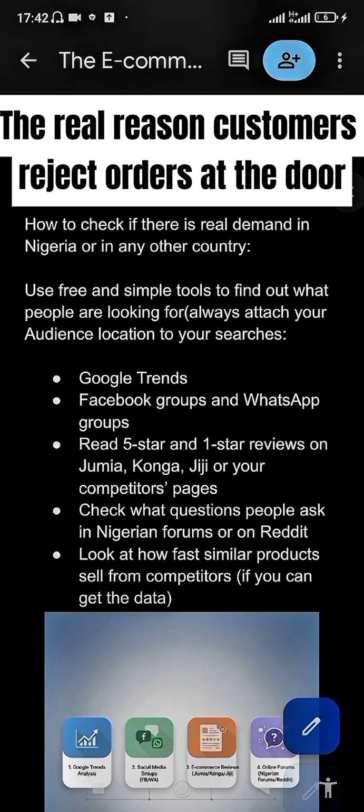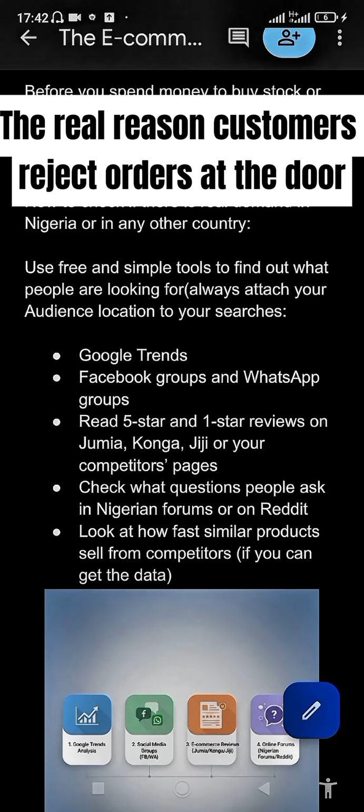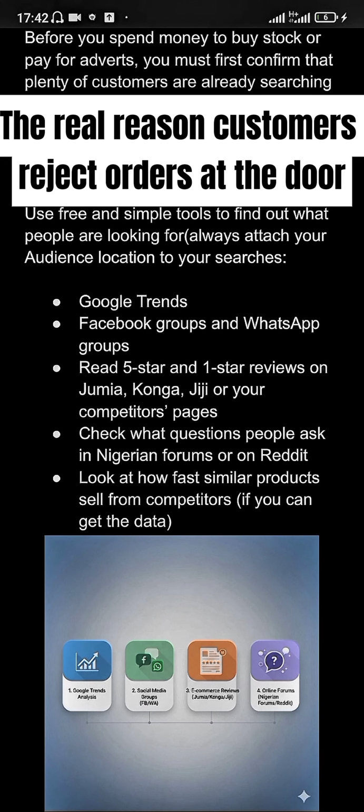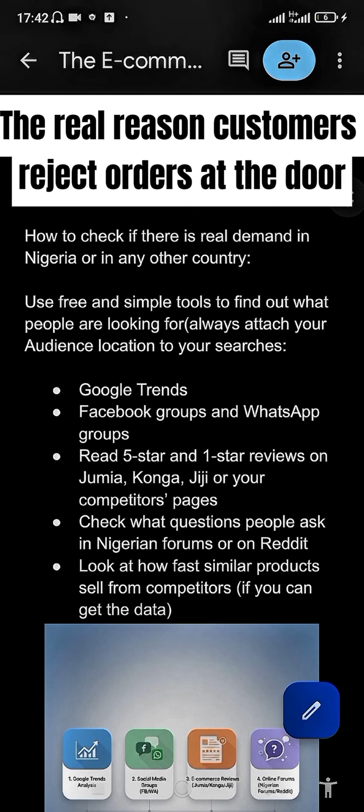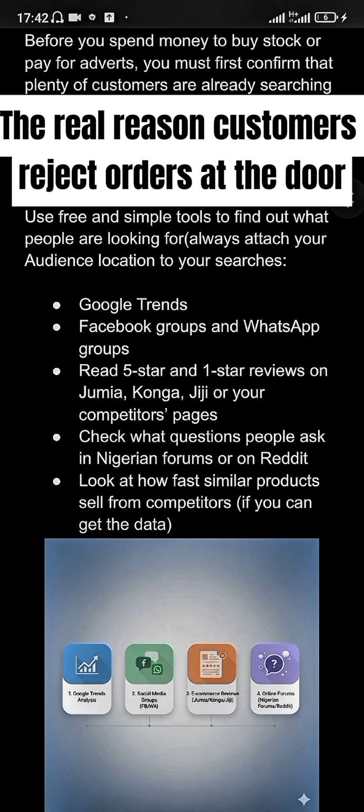Okay, and always attach your audience location to your searches. Like if you want to sell it in Nigeria, attach Nigeria in any of your searches. You can go search it in Google Trends, Facebook groups, WhatsApp groups.